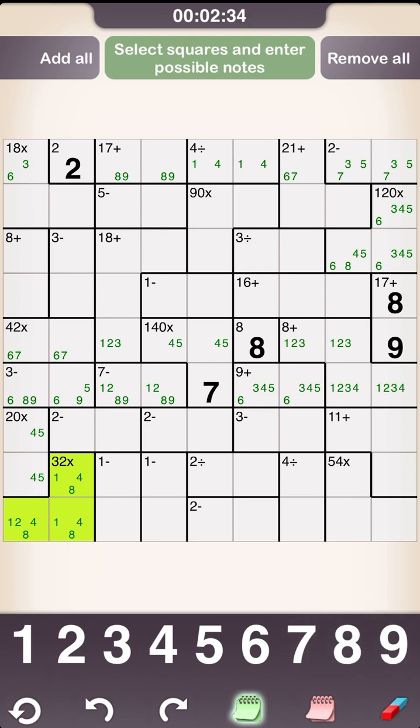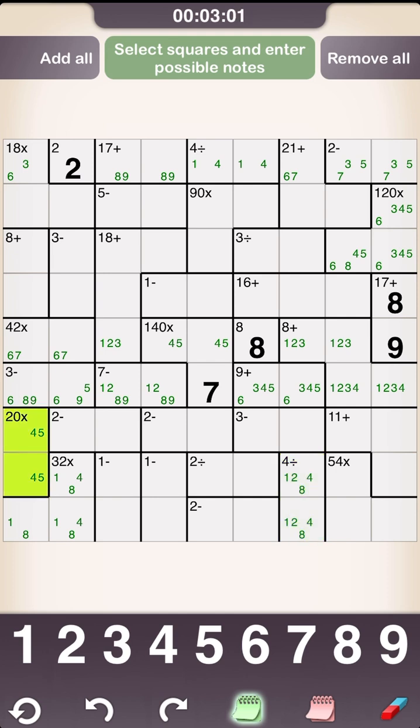This is 1, 2, 4, 8. Now, because there's no 2 in that second column, there can't be a 2 here because it would have to be 2, 8, 2. And there's no 4, so we get that 1, 4, 8. And this is 1, 2, 4, 8.